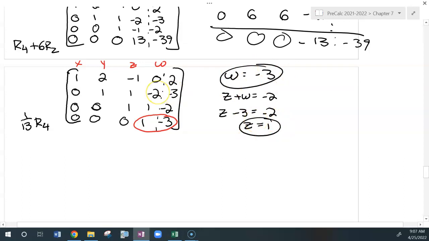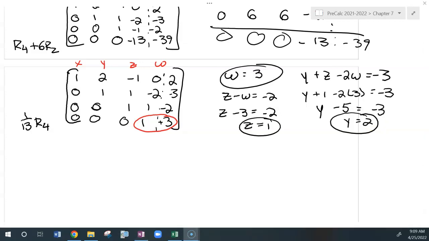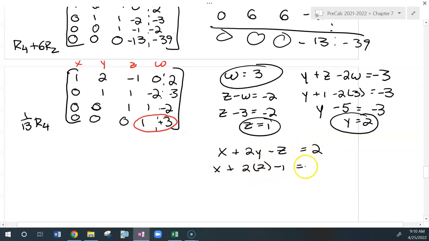Go backwards again. I'm going to go up to the next one, which says Y plus Z minus 2W equals negative 3. Y I don't know. Z is 1. W is negative 3. So I'm just plugging in. So I get Y plus 7 equals negative 3. So Y equals negative 10. And then lastly, I'm going to plug in and get X. So that's X plus 2Y minus Z equals 2. So X plus 2 times negative 10 minus 1 equals 2. So X equals negative 1.